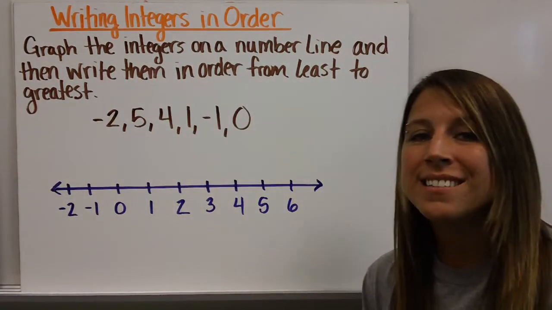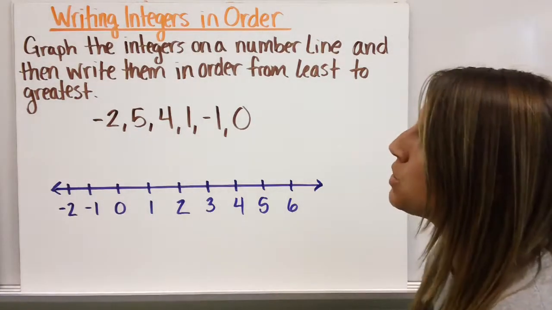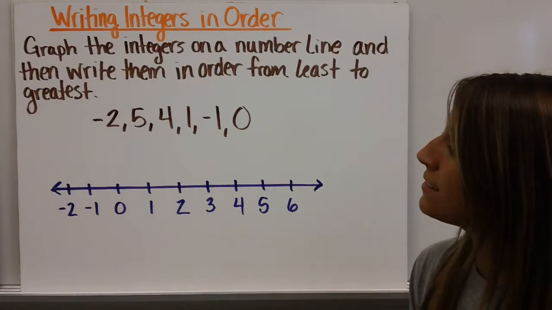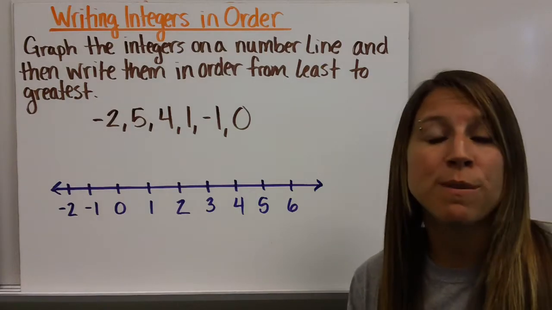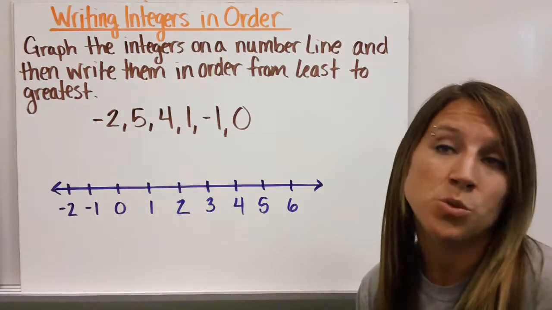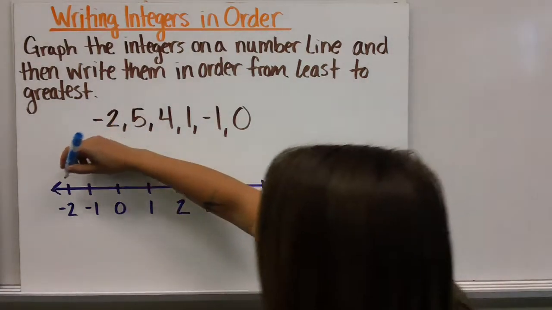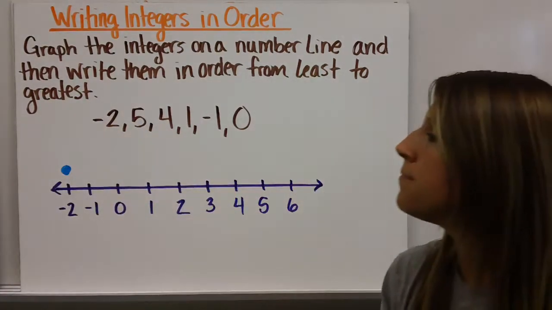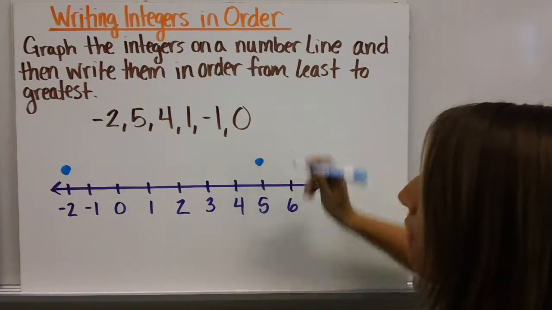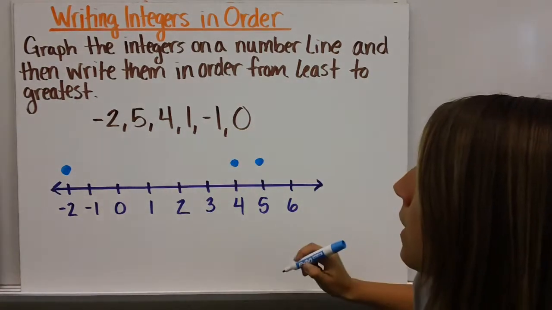So your next task is going to be writing integers in order. The directions for this example ask you to graph the integers on a number line and then write them in order from least to greatest. The direction states that we should graph them first. This will make the task of writing them in order from least to greatest much easier to visualize. So first I see -2, and I can see -2 on the number line, so I will just put a dot there. The next integer is 5. So I can put a dot at my 5. Then 4, which is right here.